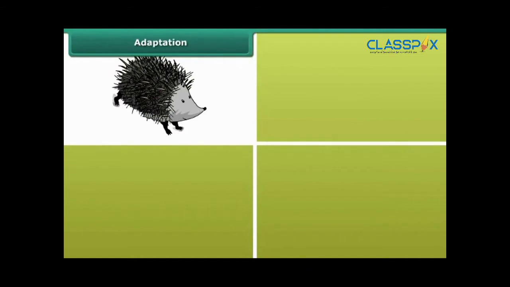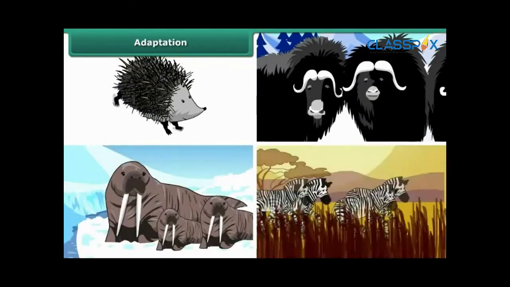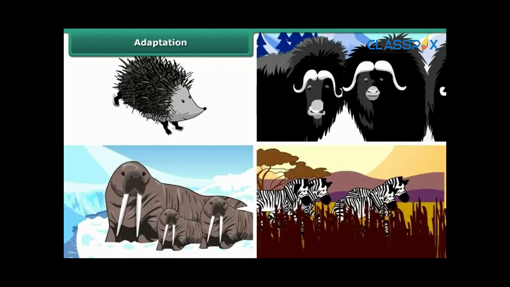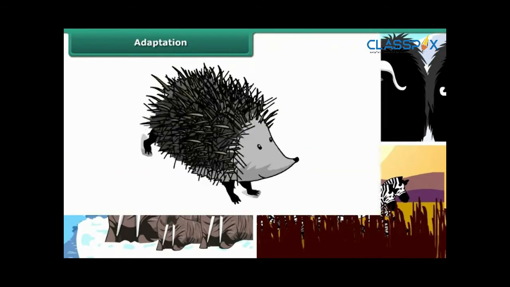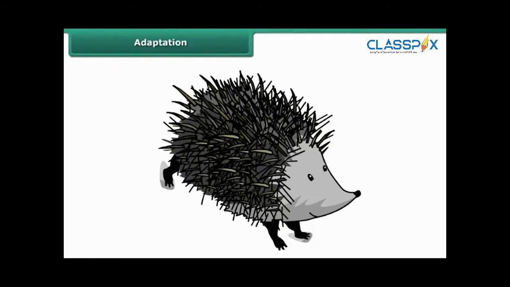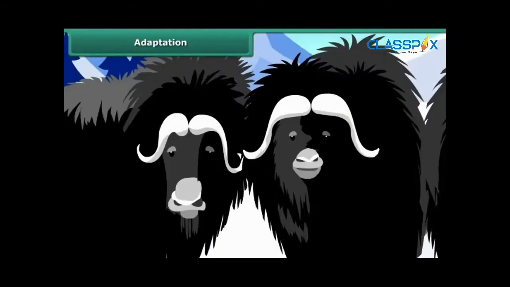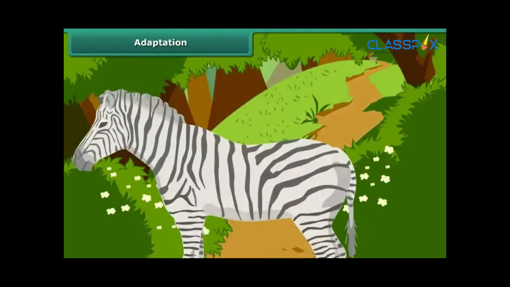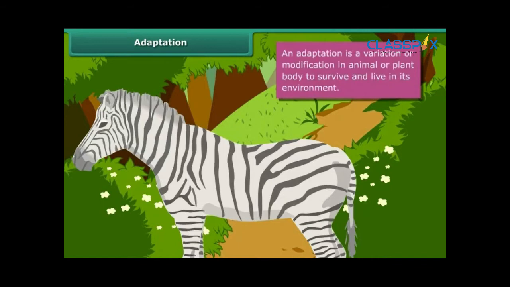Animals like porcupine, yak, seal, and zebra have different types of physical features to survive and live in the surroundings. Porcupine has needle-shaped quills, yak has thick fur, zebra has striped skin, which can be easily mistaken as bushes. These specific features are known as adaptations. An adaptation is a variation or modification in an animal or plant body to survive and live in its environment.